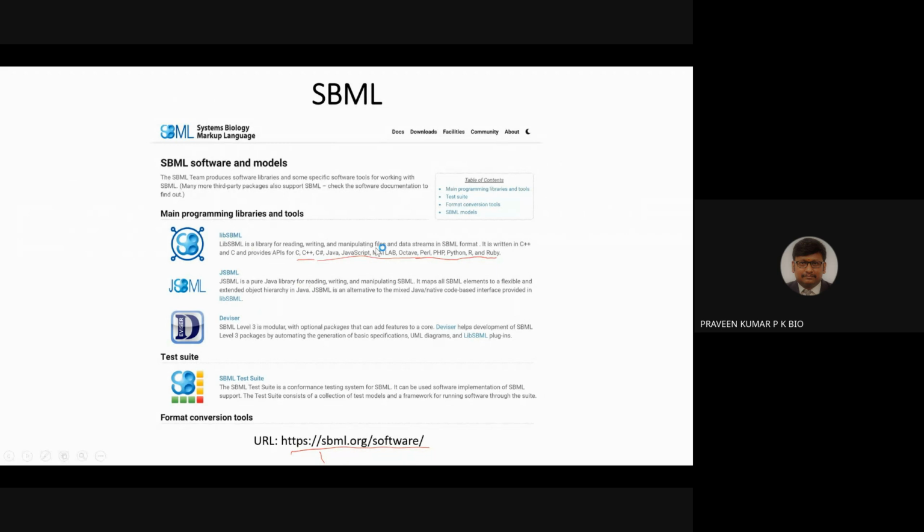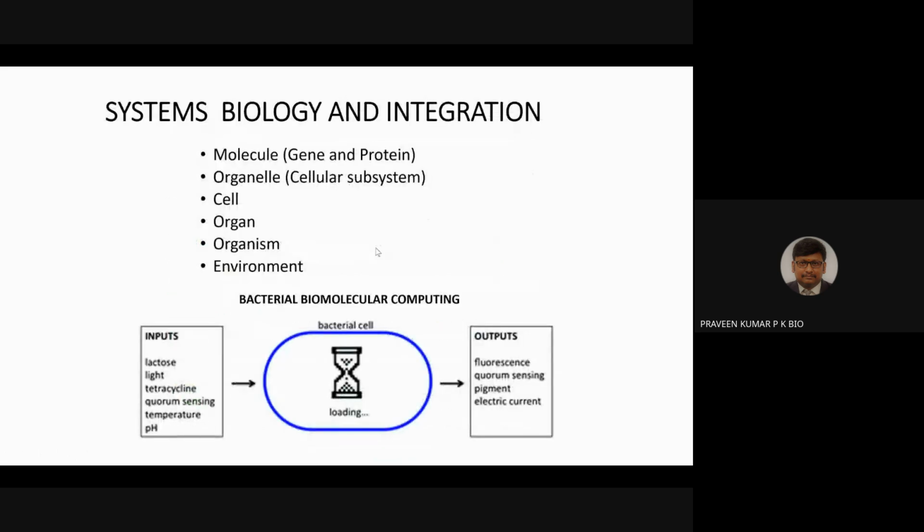I can show you some examples from MATLAB, how we can use the Systems Biology Markup Language to build the tools. We'll be discussing from MATLAB. Overall, about systems biology and integration, whatever I call a system is not just an organism. Sometimes the system can also be an organ, or a cell in an organ, or even an organelle, and even up to the molecule. Even a gene and a protein can be considered a system.